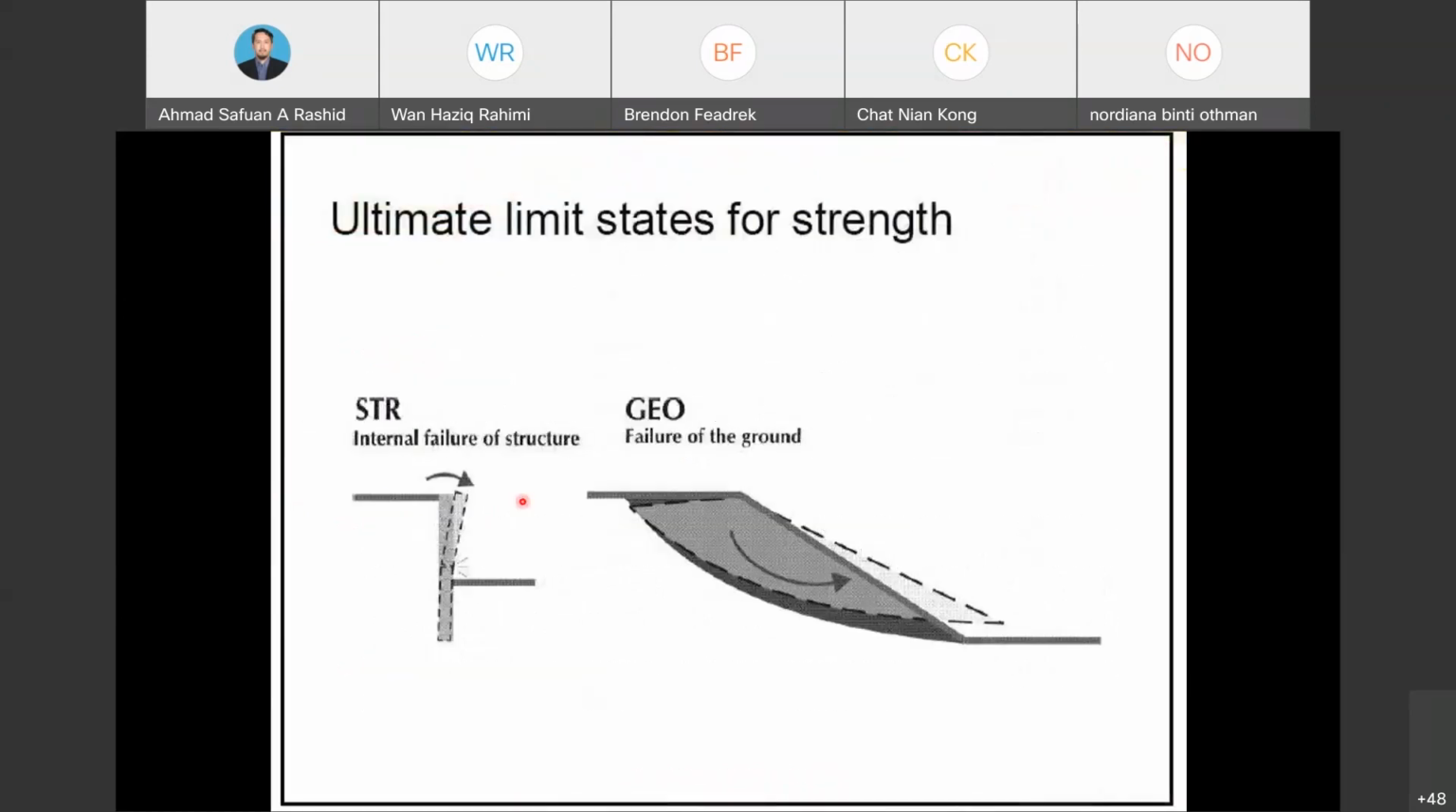So this is an example of the STR, internal failure of structure. For example, if we are using pile, we need to refer to the STR, and the partial factor of safety should be used. Then we have the GEO. Most of geotechnical design is related to GEO.